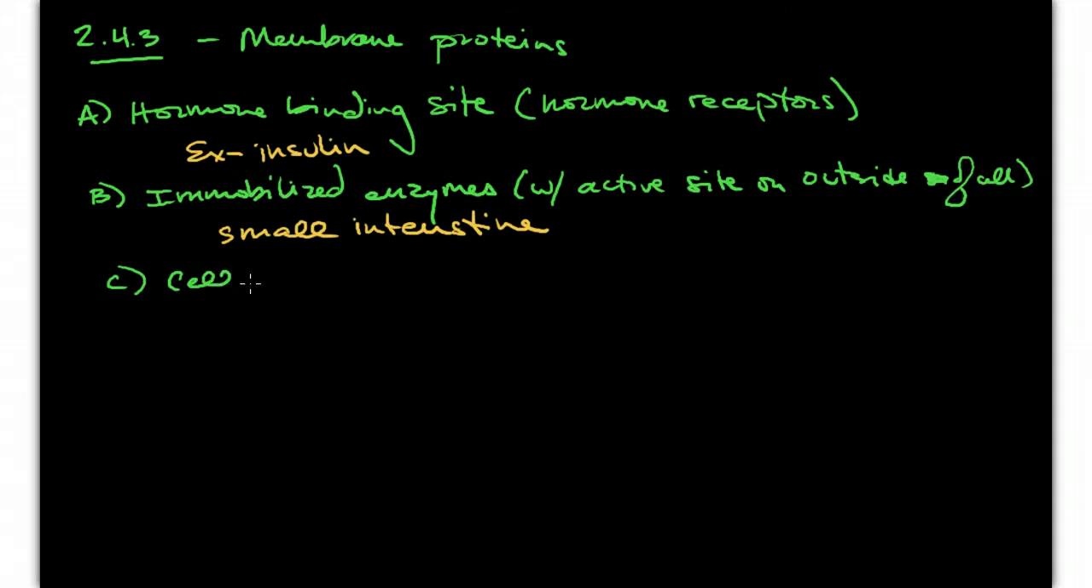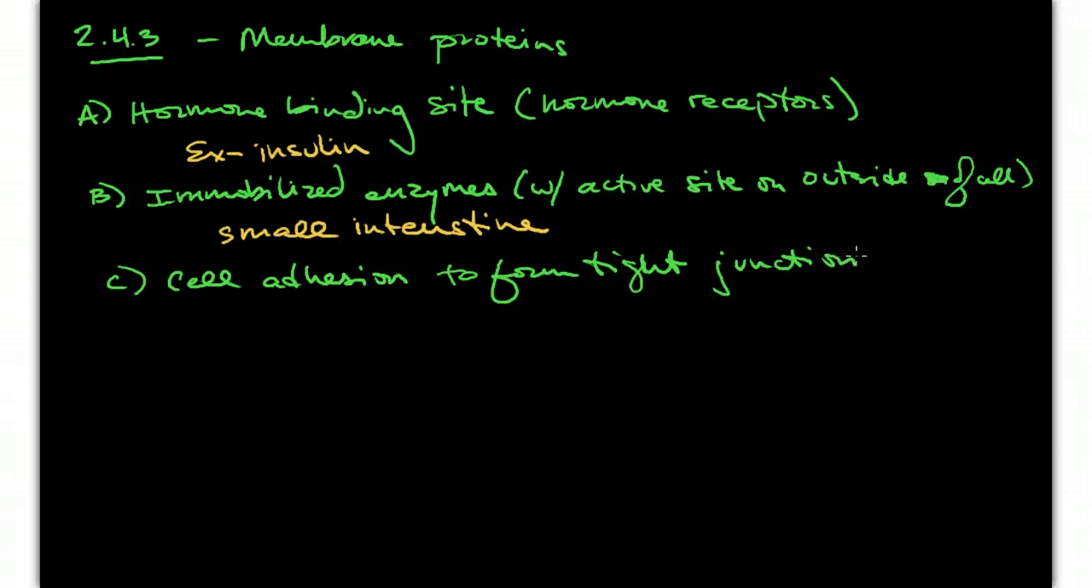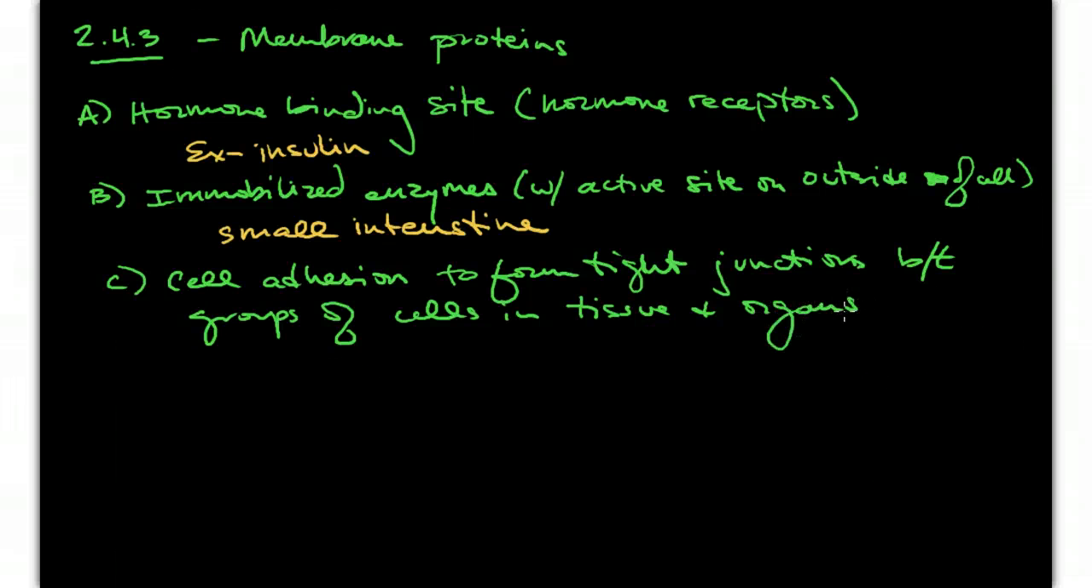There's also cell adhesion. Remember, adhesion is basically sticking together to form tight junctions, or tight connections. Sometimes we see the word junction in biology between groups of cells in tissues and organs. So essentially it's kind of like glue that's sticking cells together, and you can think of this in any kind of organ or tissue. So I'm not going to write an example because it's pertinent everywhere.